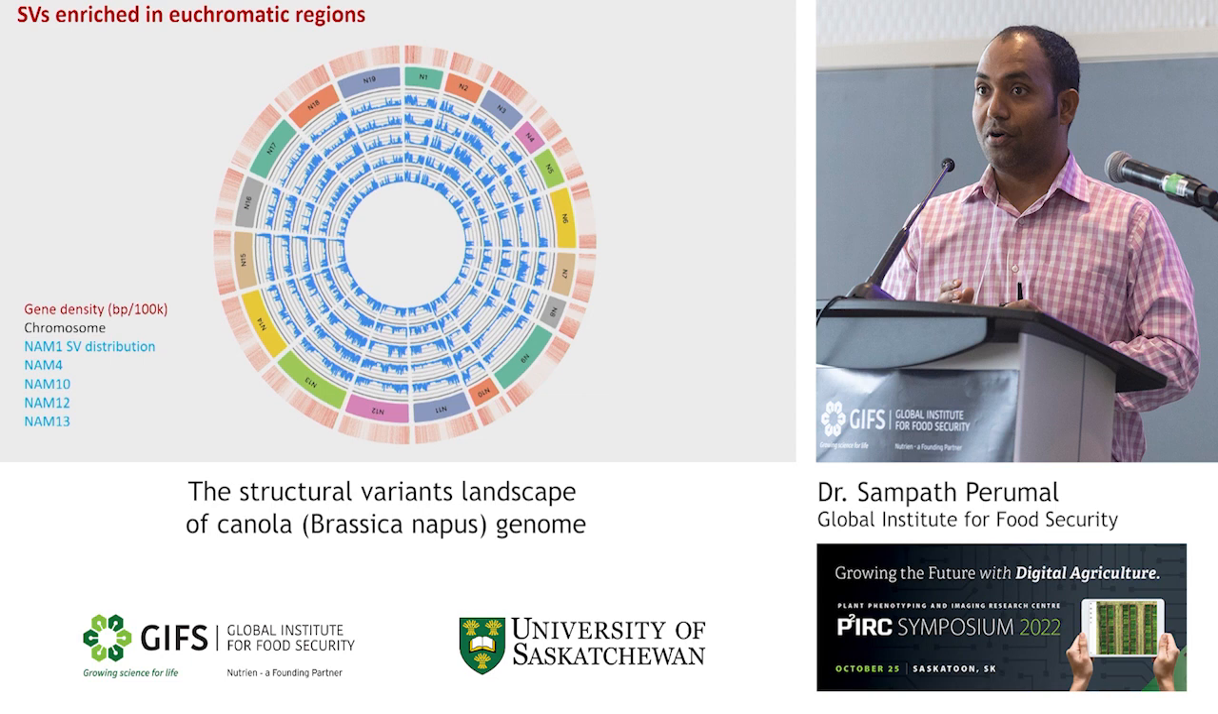This is a circular plot showing the distribution of the different types of structure variants across all the chromosomes of NAM0. On the top, the red ones show gene density: the redder, the more genes, and the white ones are fewer genes. You see that the structure variants are distributed mostly in the genic regions, or the euchromatic regions. That's quite interesting, and it's already saying that this needs to be explored in the genome as well.